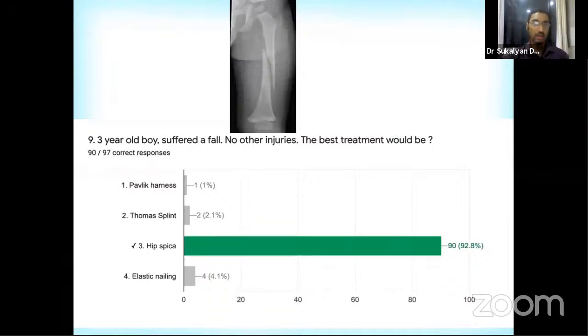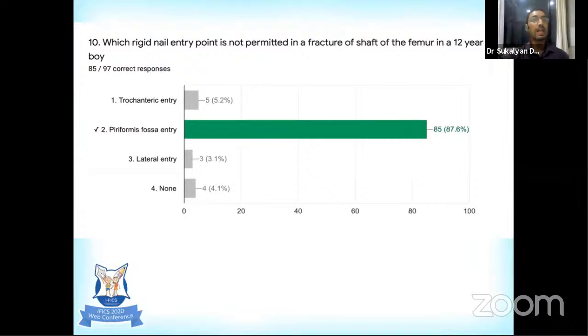Number ten, which rigid nail entry point is not permitted in a fracture shaft femur in a 12-year-old boy? Number one, trochanteric entry. Number two, piriform fossa entry. Number three, lateral entry. And number four is none. The correct answer is piriform fossa entry, which was correctly answered by about 88% of the participants.